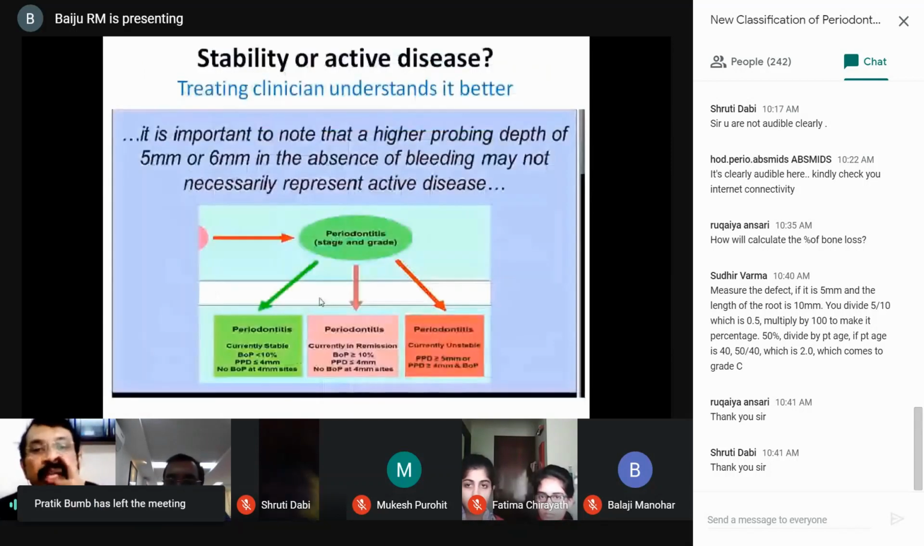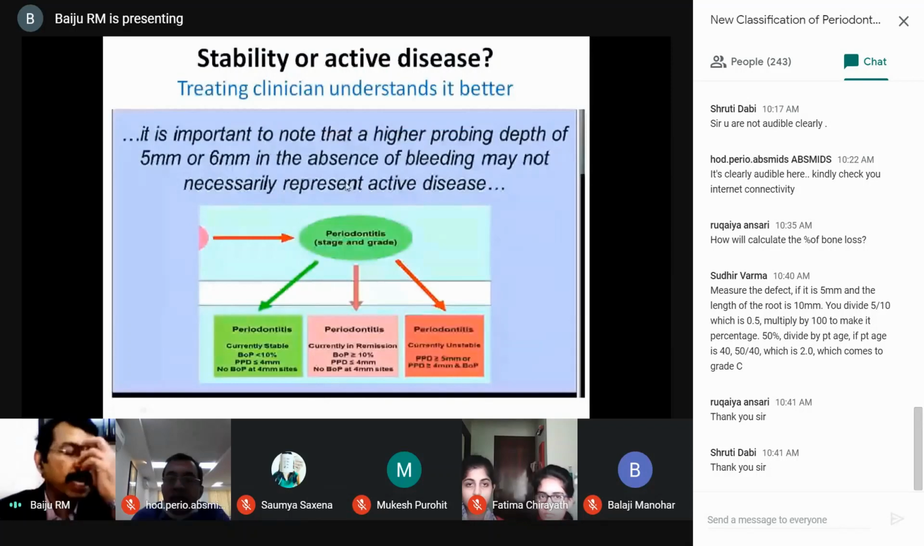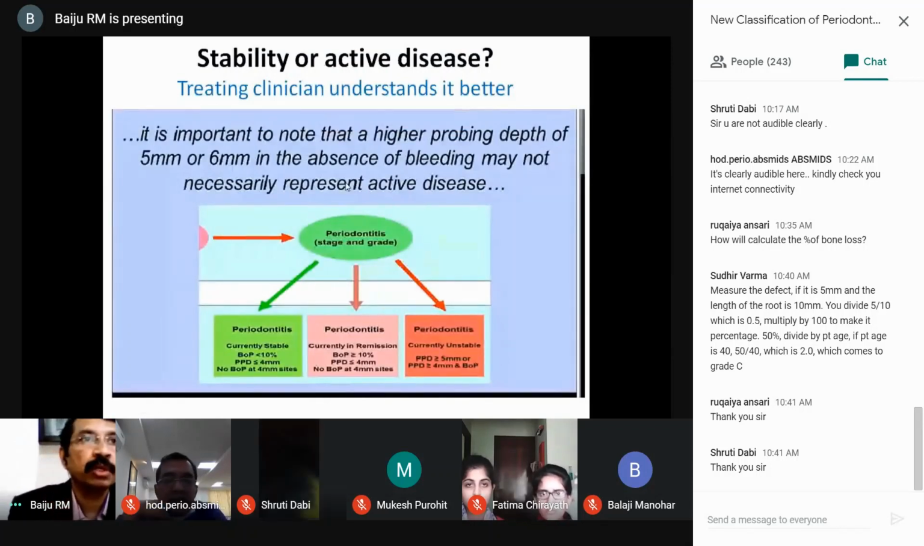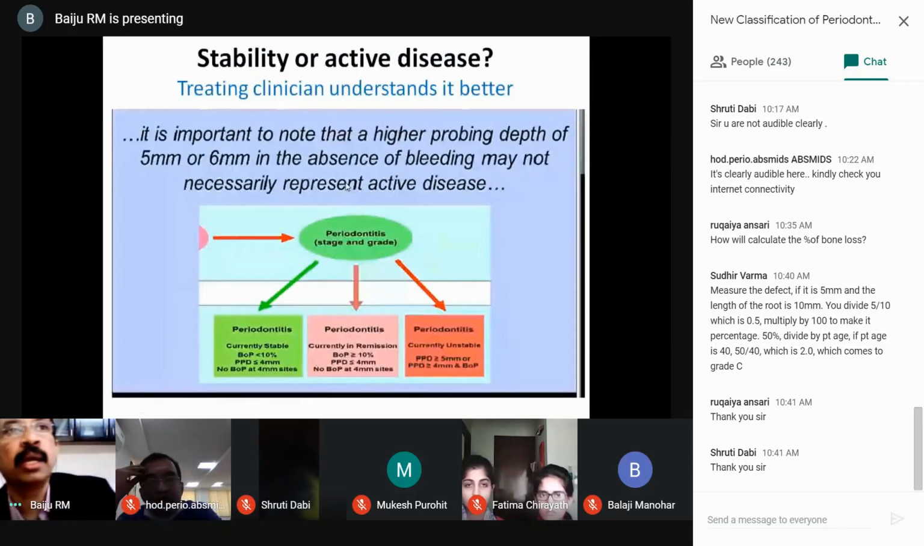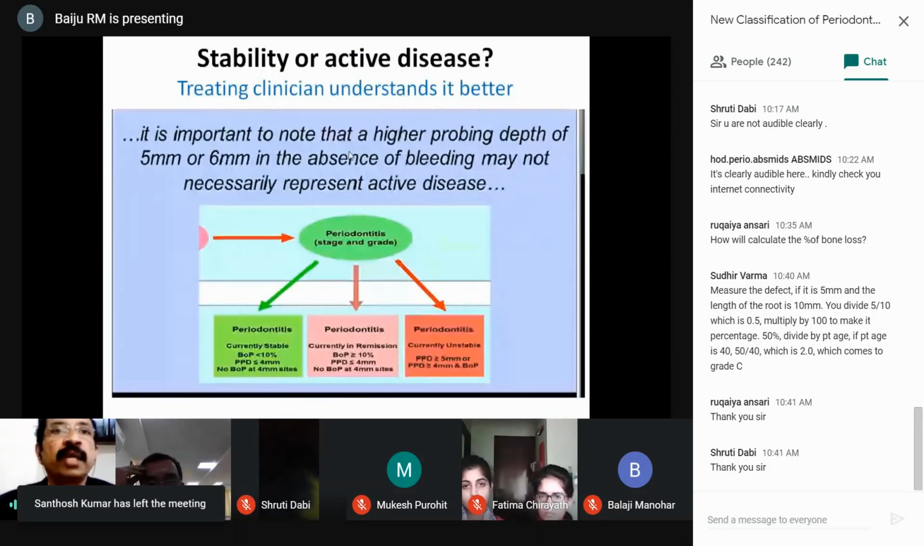Now, stability or active disease. The treating clinician will be deciding. If you have treated your patient well and the patient is maintained, there are no risk factors. The patient comes for re-evaluation after 3 months of your anti-infective therapy and you find 1 or 2 5 mm sites, but that is not bleeding. You don't have to necessarily state that the disease is active, even though the classification states that anything more than or equal to 5 mm, with or without bleeding, is active. So it's a pure clinical judgment.